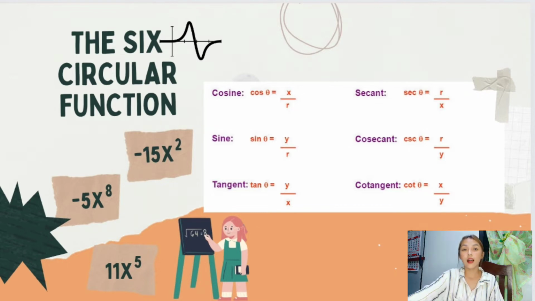over r; cosine theta, adjacent over hypotenuse, that is x over r; tangent theta, opposite over adjacent, that is y over x; cotangent theta, that is adjacent over opposite, that is x over y; secant theta, hypotenuse over adjacent, that is r over x; and the cosecant theta, that is hypotenuse over opposite, and that is r over y. So these are the 6 circular functions.